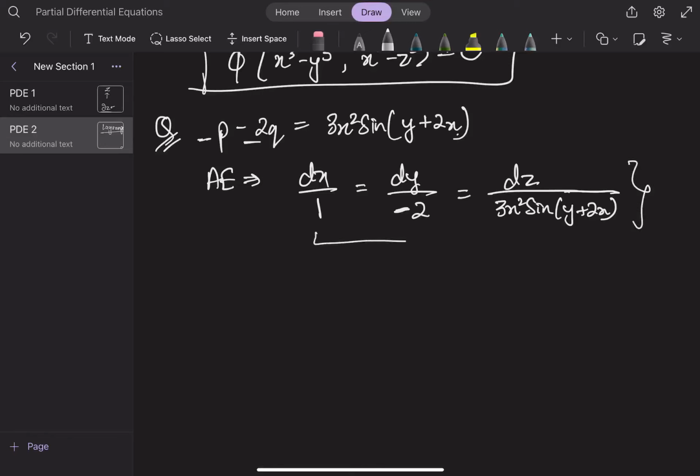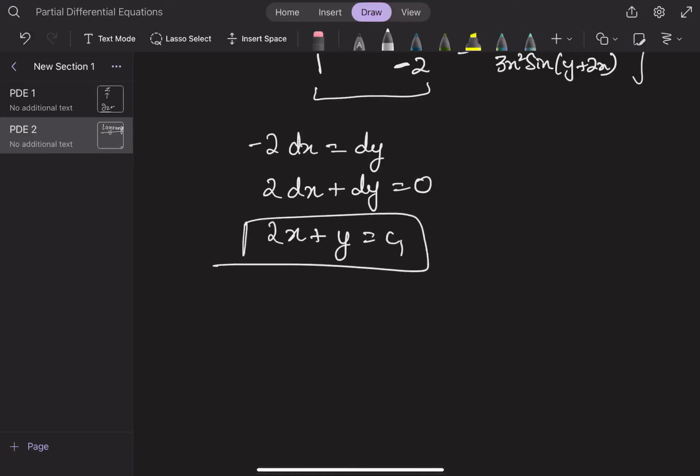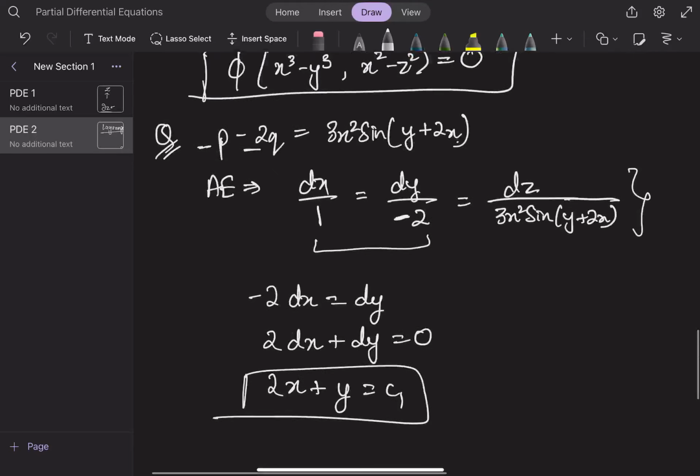Now let's club these two first. So minus 2 dx is equal to dy, or 2 dx plus dy is equal to 0. Now let's integrate. So 2x plus y is equal to c1. So this is your first solution. Now for the second, let's try these two.